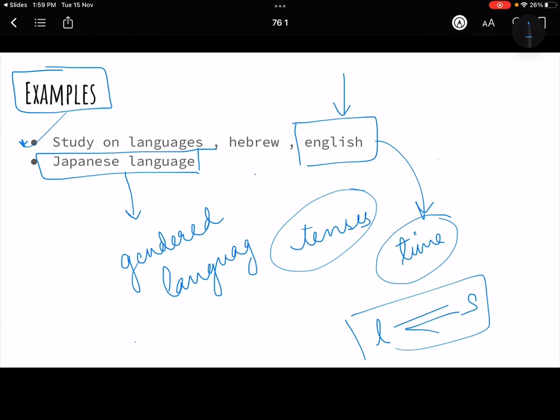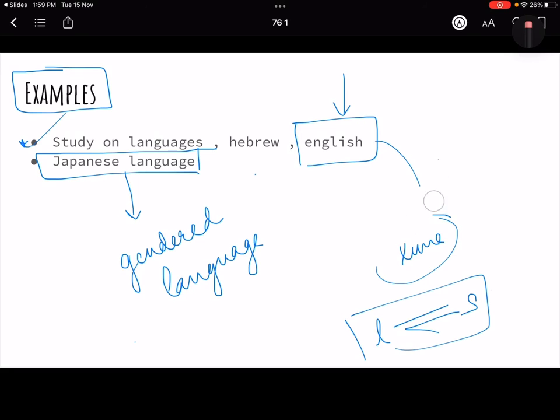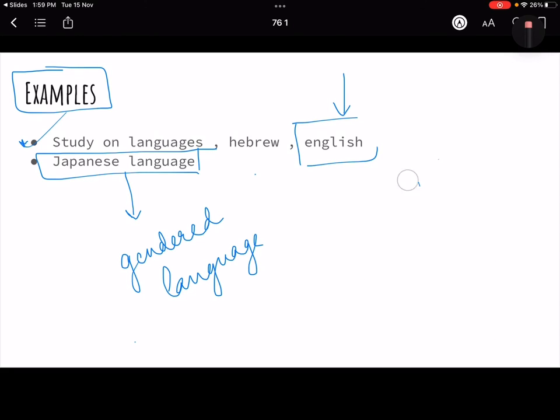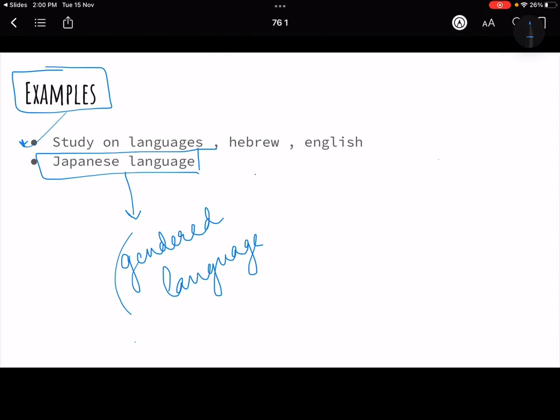Gendered language because in Japanese there are words that are different for males and females, because they believe that females talk in a very gentle manner, they have a different way of speaking than men, and men are a little different in their behavior, in their way of talking. So females use different words and males use different words, so they have a very gendered language.